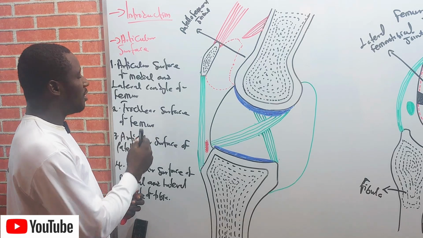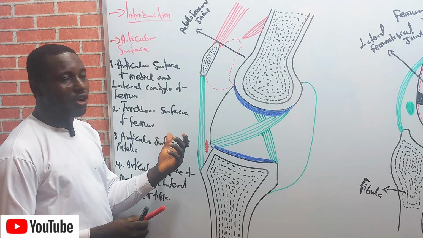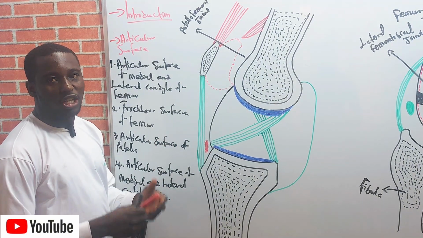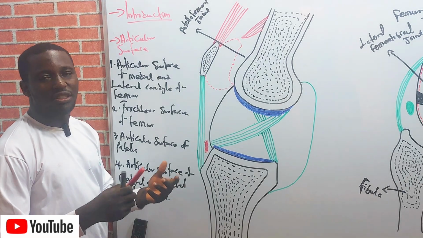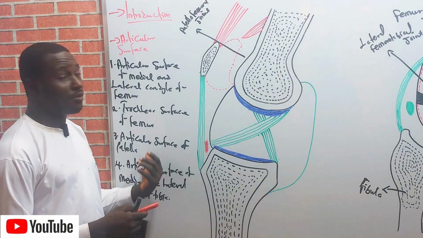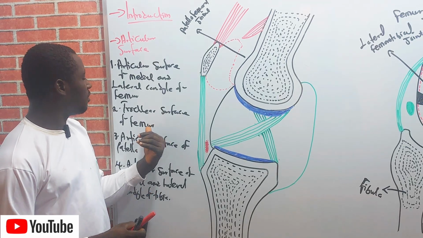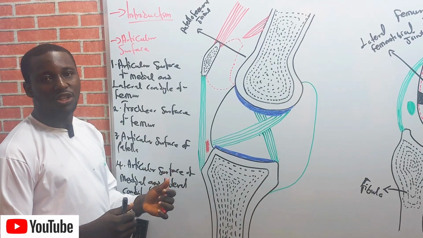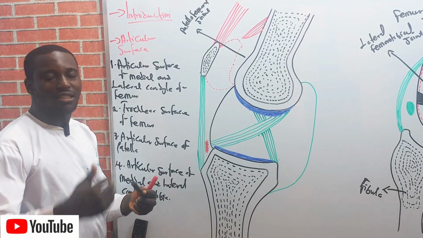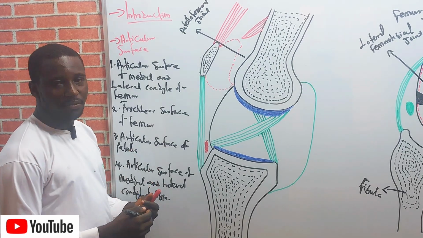Now, the trochlear surface of the femur is located at the what? At the anterior aspect of the lower part, or the lower end, of the femur. It articulates with the posterior aspect of the articular surface of the patella. That is where it is located, where it articulates with the posterior aspect of the articular surface of the patella.